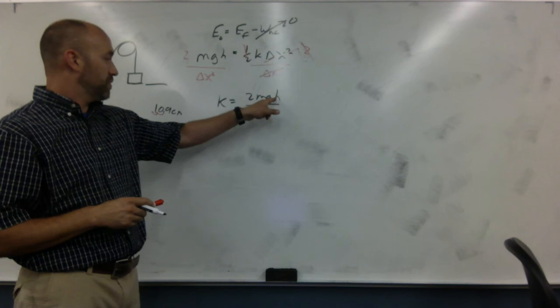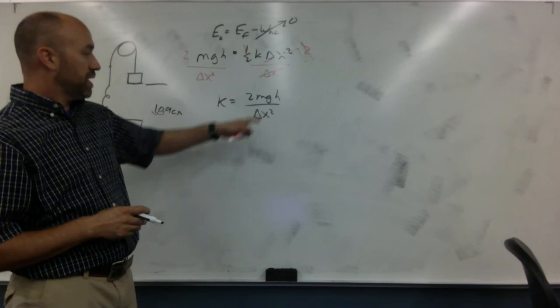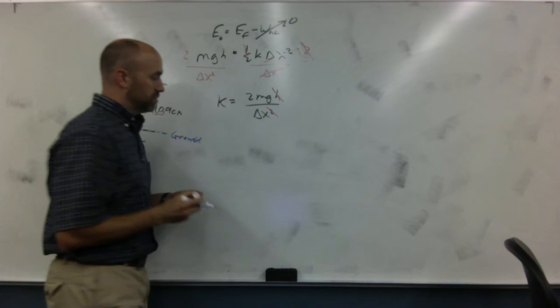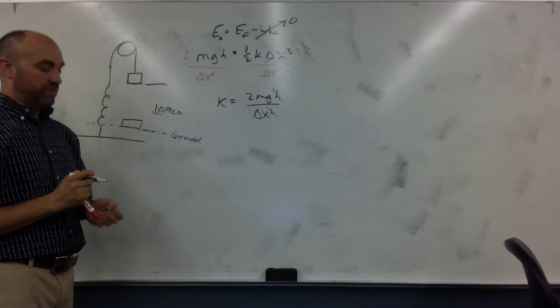Okay, so that goes in there for H, and delta x. Delta x and H are the same thing, so really you can cancel out this one and that square, because H is the delta x. It's the same amount.